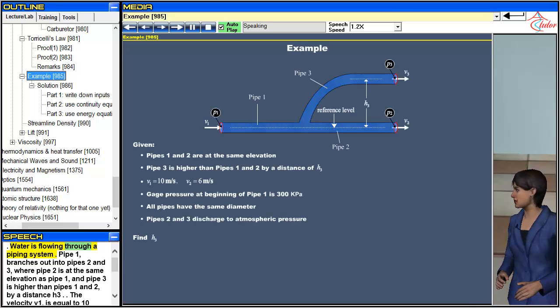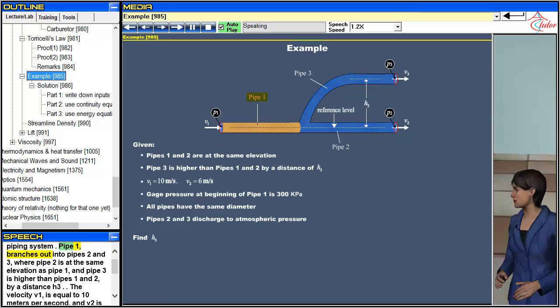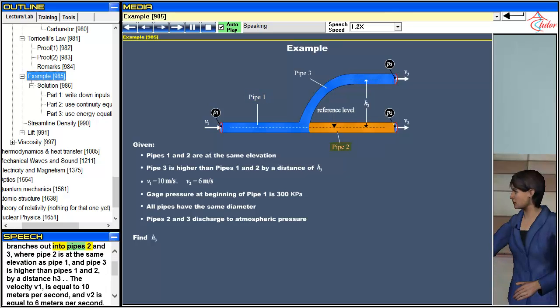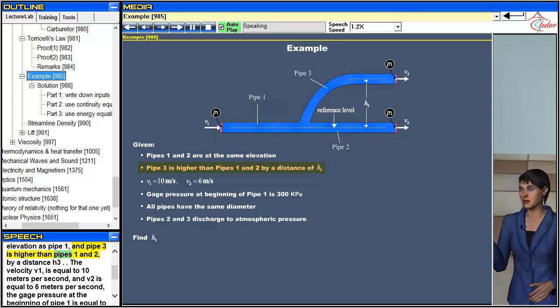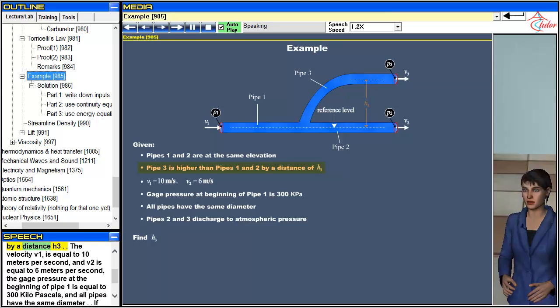Water is flowing through a piping system. Pipe 1 branches out into pipes 2 and 3, where pipe 2 is at the same elevation as pipe 1, and pipe 3 is higher than pipes 1 and 2, by a distance h3.